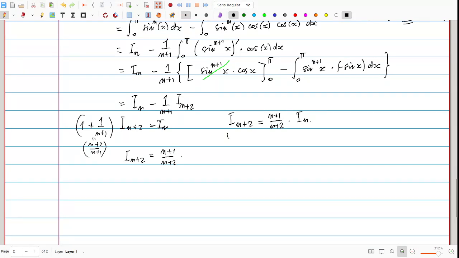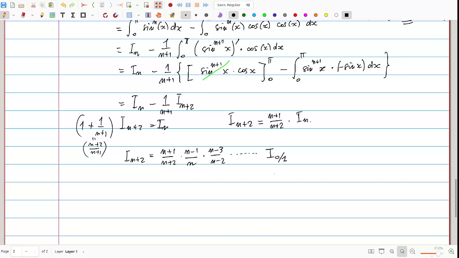But In is equal to, again, let's plug in this formula again, and we have to decrease the numbers by 2. So here we have n minus 1 divided by n, and then we have I(n-2), which is n minus 3 divided by n minus 2, and so on. And at the end you get I0 or I1, depending on whether n is even or odd.